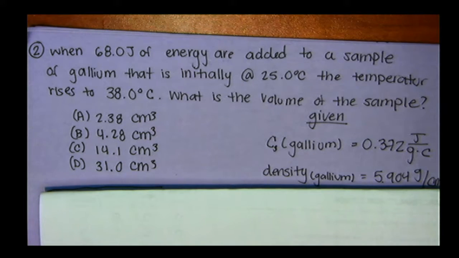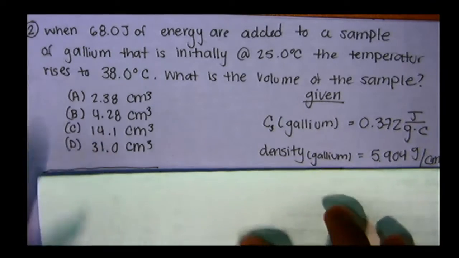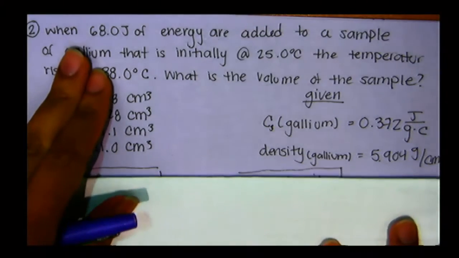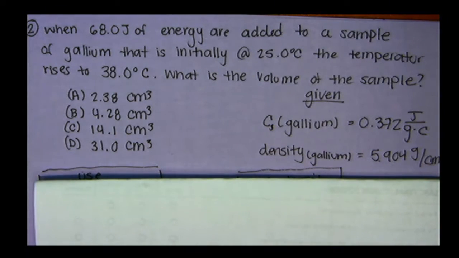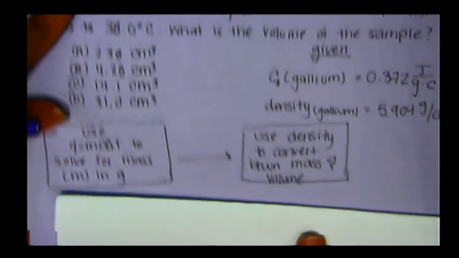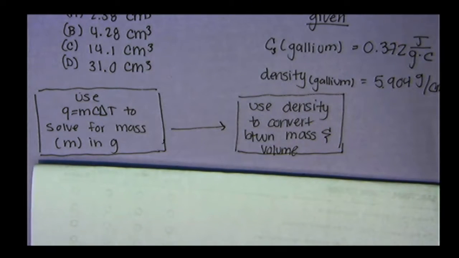Density is, for all intents and purposes, a conversion factor between your mass and your volume of a sample. So if they're ever asking you for volume and you know that the equation has mass, they're probably giving you the density so that you can solve for it. So my plan of action is to use Q equals MC delta T to solve for mass in grams, and then I can use the density of gallium to find the volume.